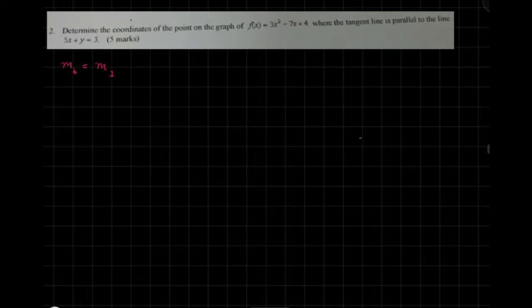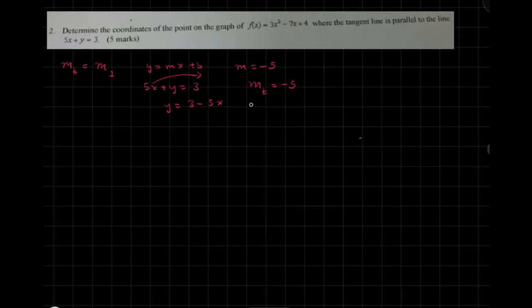I'm going to figure out what the slope of this line is by changing it into y is equal to mx plus b form. This is also known as the slope-intercept form. By doing that, 5x plus y is equal to 3. I'm going to move the 5x to the other side. So y here is equal to 3 minus 5x, right? So the slope here is negative 5. Okay, so we want to find the slope of a tangent that is equal to negative 5.